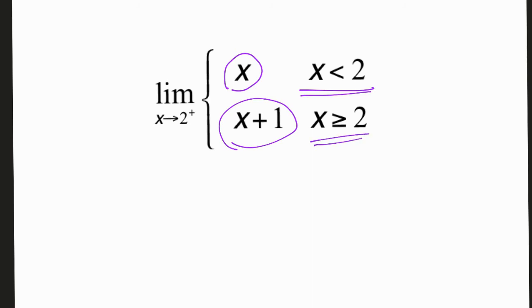What this question's asking, though, is if you're approaching 2 from the right, 2 from the right would mean numbers that are greater than 2. So for these numbers, what is x approaching? If I put 2 in here, I get 3. Again, you have to figure out, are we coming from the left or the right? Where should I plug this thing in?